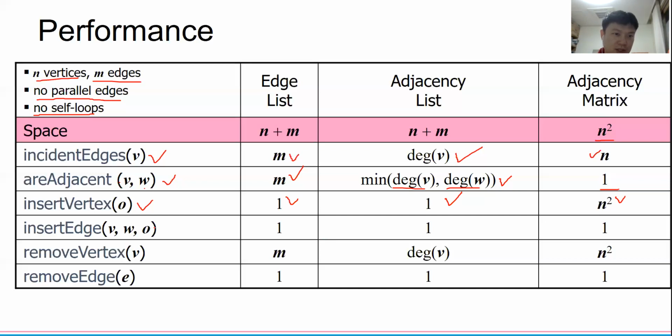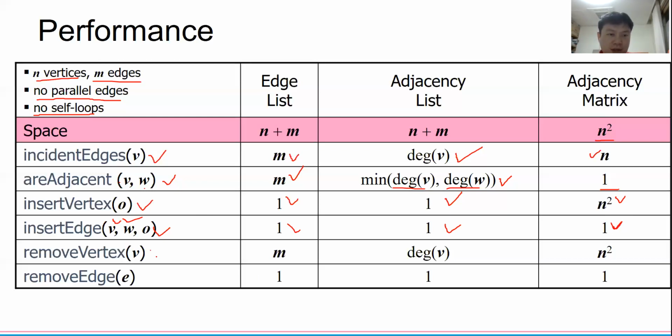When you insert an edge, the edge list just takes one, the adjacency list just takes one, and the adjacency matrix is also one. Because you know that there is already V and W, you just want to put it into the cell, so just one for the adjacency matrix.